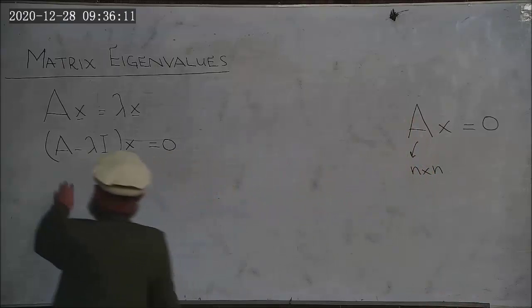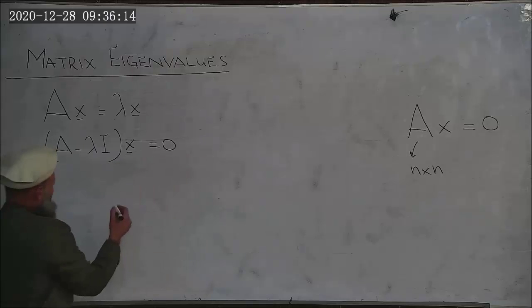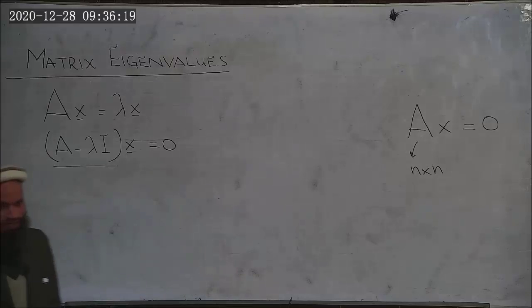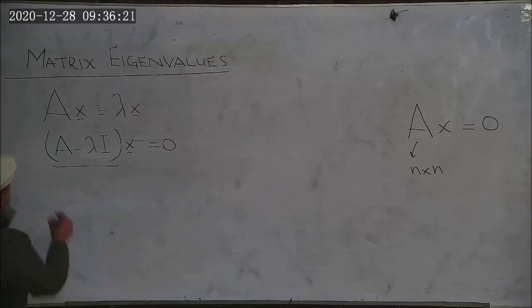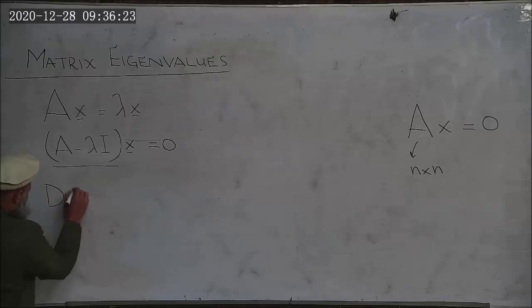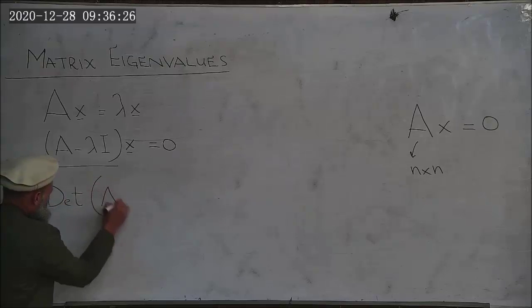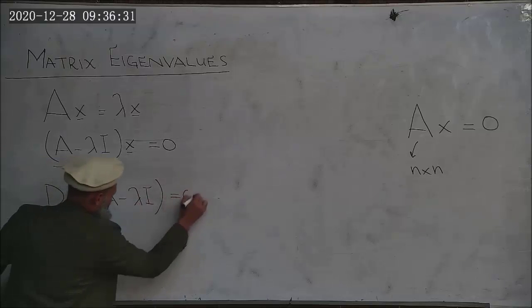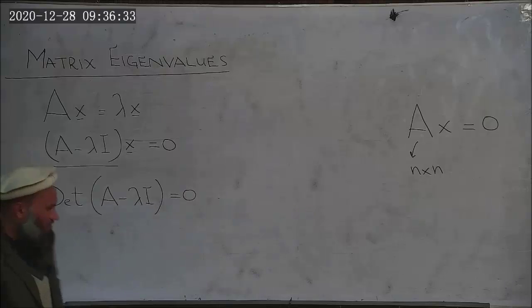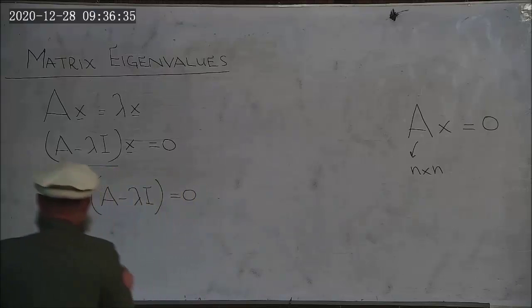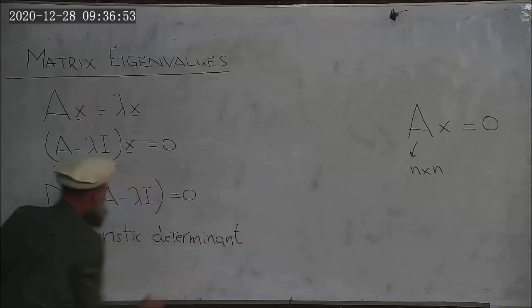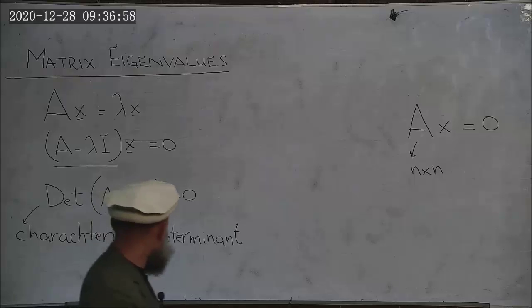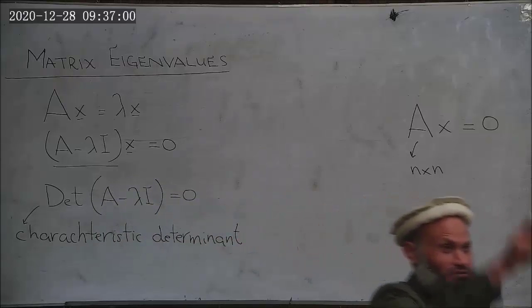So this system of equation is quite similar to that. Instead of matrix A, you have this thing. So for a non-trivial solution to exist, this determinant of A minus lambda I should be equal to 0. This is called characteristic determinant. If you expand this determinant, you will get a polynomial, and that polynomial is called characteristic polynomial.